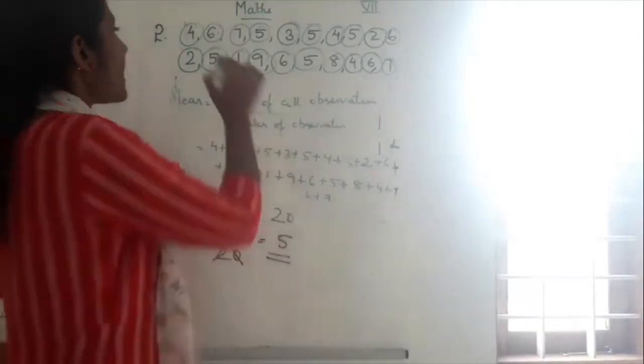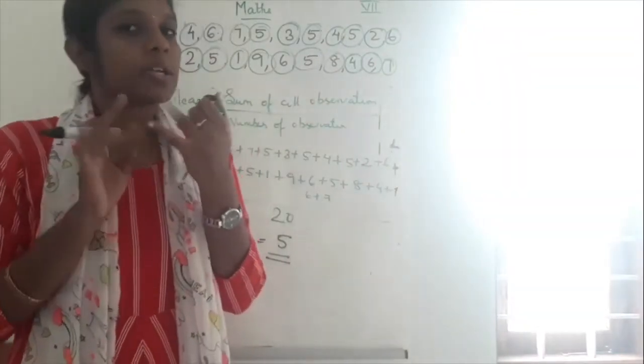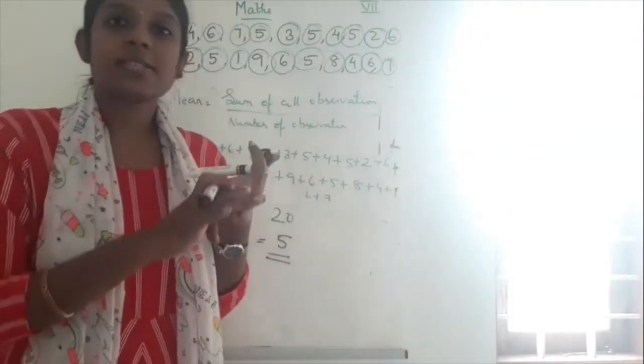So here we have already drawn the table. Because the table is drawn, it is easy to find the highest value, it is easy to find the lowest value, more easy to find the range.